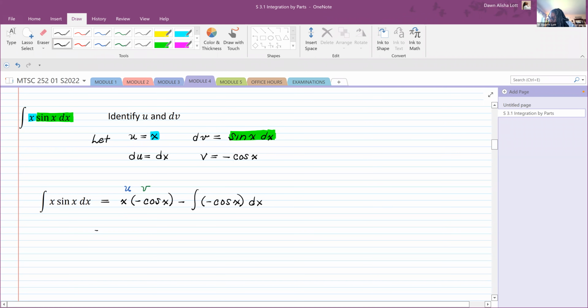And so now this is negative x cosine of x, minus negative gives me a plus the integral of the cosine of x dx. What's the integral of the cosine of x? Somebody.